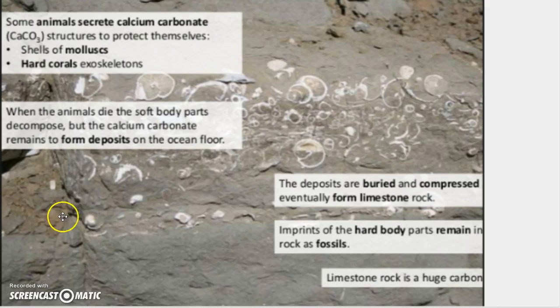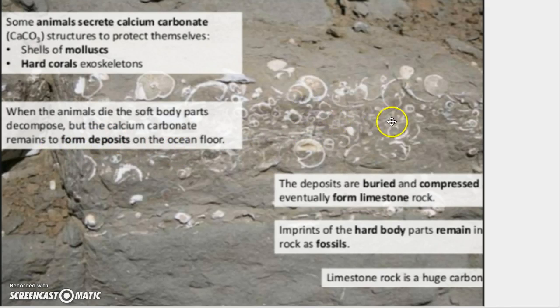Now, I've mentioned in the past that shale is very good for forming fossils. But so is calcium carbonate, and so is anything involving this carbonate structure. Mainly because CaCO3, that's the calcite mineral, they actually protect themselves. They're the shells of mollusks and the hard coral exoskeletons. When the animals die, the soft body parts decompose, but the calcium carbonate remains to form these deposits on the ocean floor.